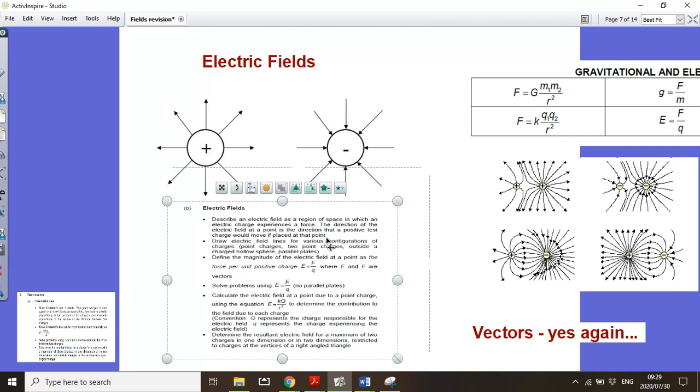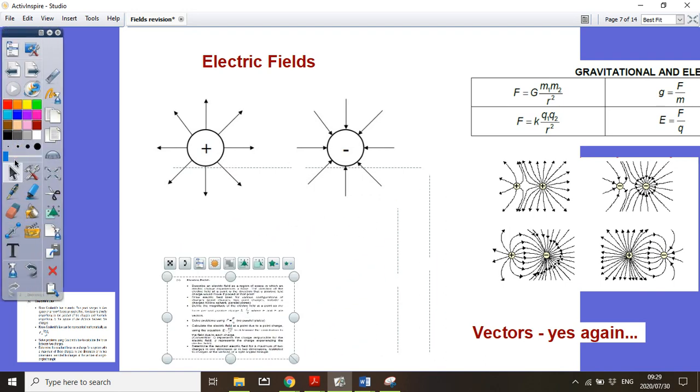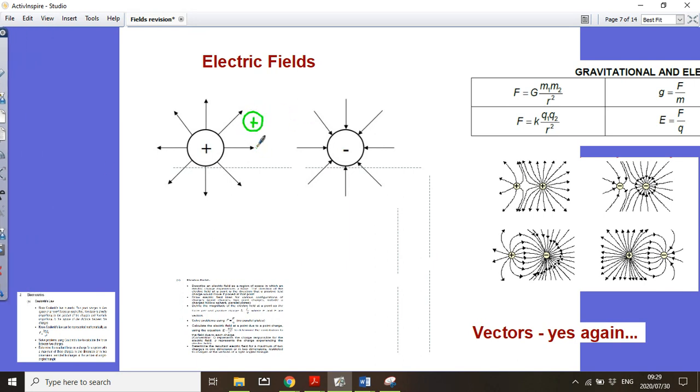There we go. It is the direction in which a positive test charge would move. So if you are asked for an electrostatic field at a specific point, always think: if you were a little positive charge sitting here, where would you go? This positive will push you away. This negative will pull you in. So actually, if you're at that point, you would probably have a resultant going that way.